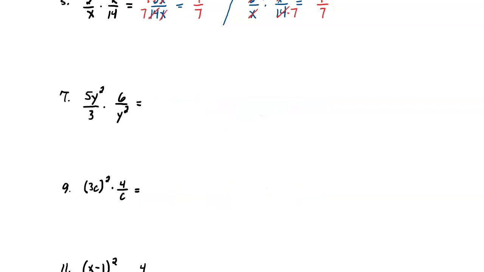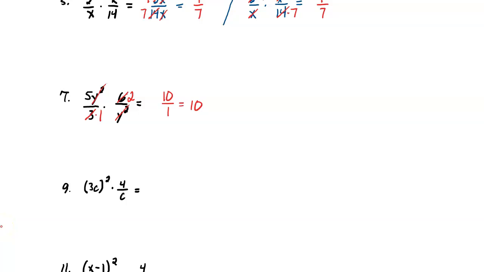Problem 7. I have decided that I prefer reducing first because it makes the number smaller. So I'm going to look for reducing before I do the multiplying. In number 7, the y squared in the top and the y squared in the bottom cancel each other away. The 6 and the 3 both divide by 3. 6 divided by 3 is 2, and 3 divided by 3 is 1. In the top, 5 times 2 makes 10, and in the bottom, there is just a 1, and 10 over 1 is 10.